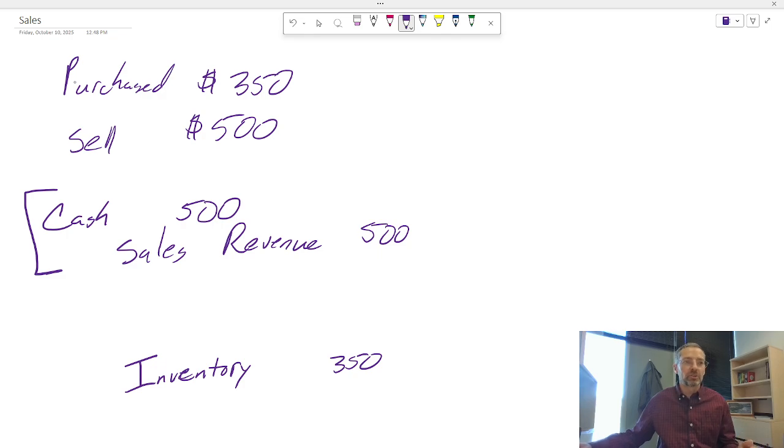The other journal entry is down here, and it is we have used up some of our inventory. And I like to think of this as similar to when we used up supplies. In a previous chapter, we looked at that journal entry. When we use up something, that's an expense. So when we used up supplies, we would credit supplies and debit supplies expense. It's the same thing here. We have used up inventory. We no longer have it. It's gone. And so the other half of this journal entry is some sort of expense.